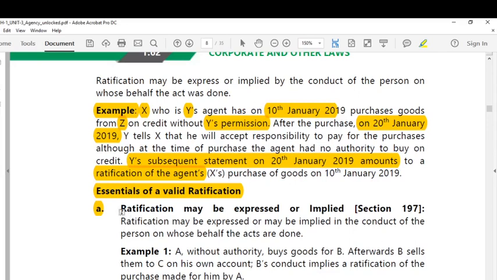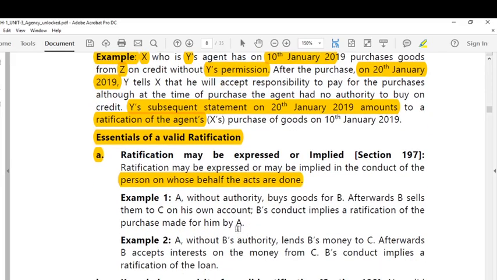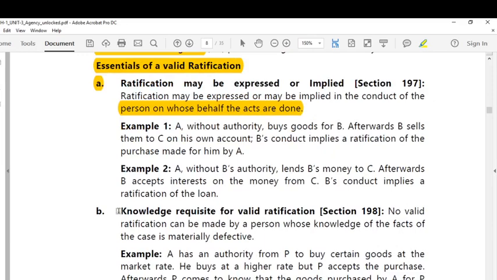So the first essential is that ratification may be express or implied. Ratification may be expressed or may be implied in the conduct of a person on whose behalf the acts are done. So the principal can give his ratification either expressly or by implication in the conduct of the person on whose behalf the acts have been done. Right.